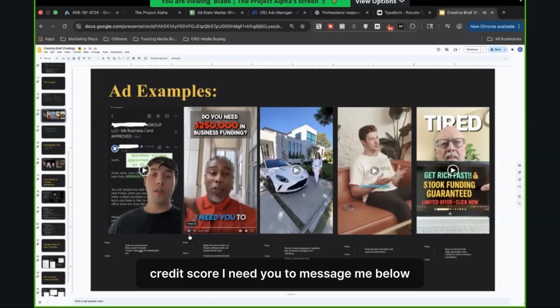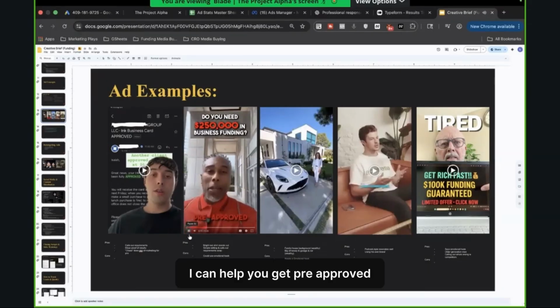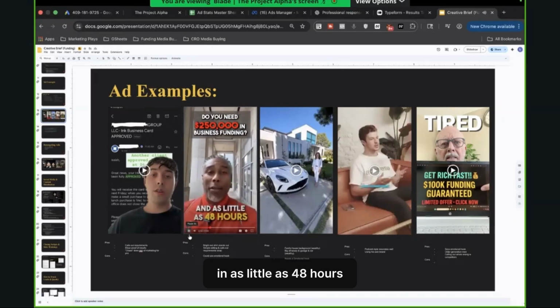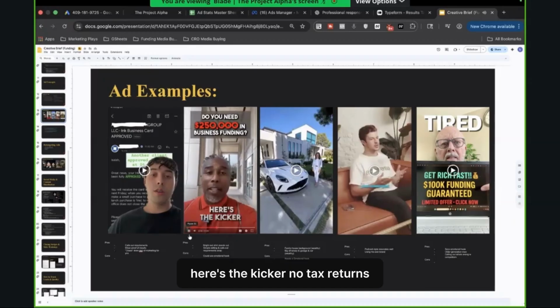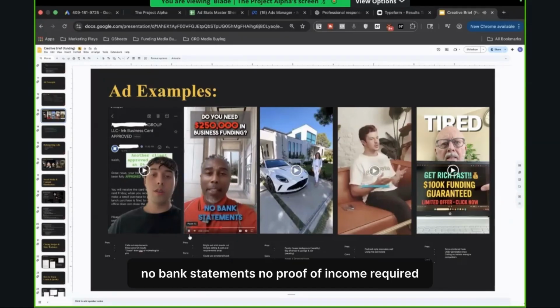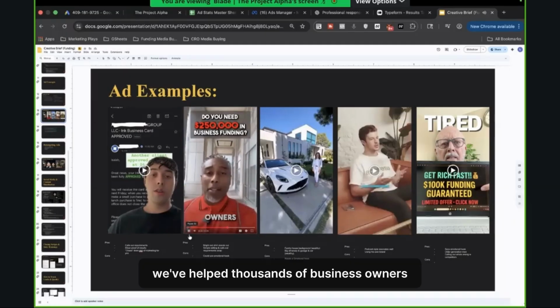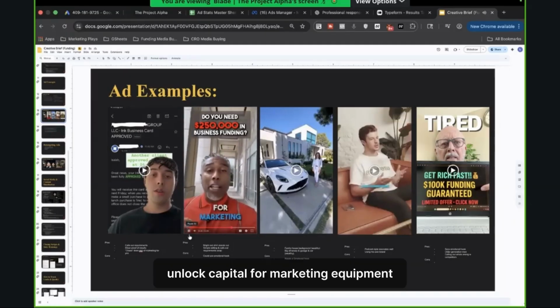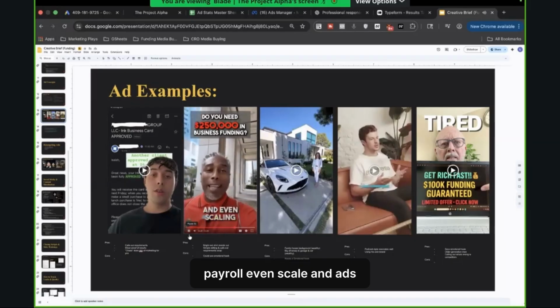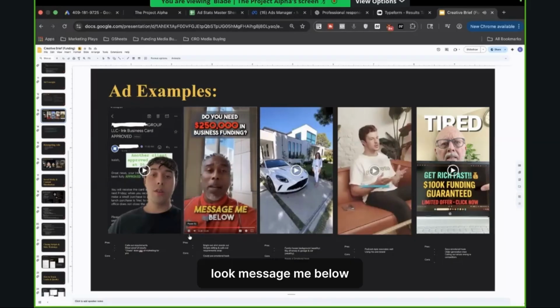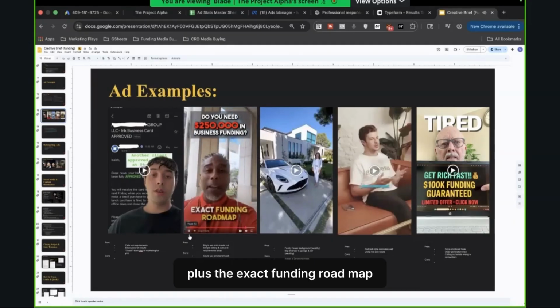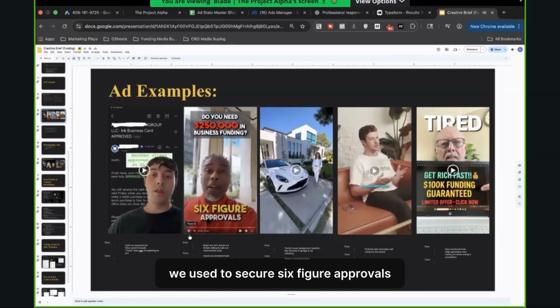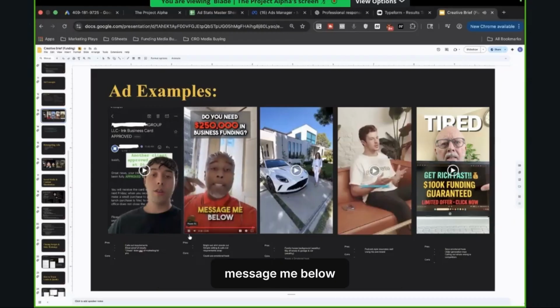Credit score, I need you to message me below. I can help you get pre-approved in as little as 48 hours and cash in hand in 2 to 4 business days. Here's the kicker: no tax returns, no bank statements, no proof of income required. We've helped thousands of business owners unlock capital for marketing, equipment, payroll, even scaling ads. Look, message me below and I'll give you a free business strategy call, plus the exact funding roadmap we use to secure 6-figure approvals. Message me below.